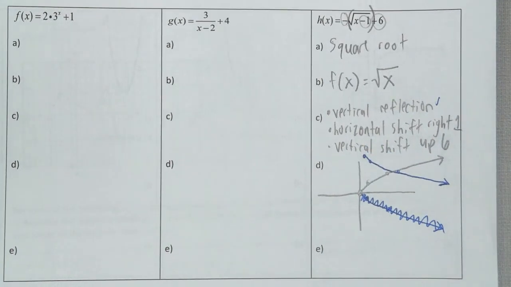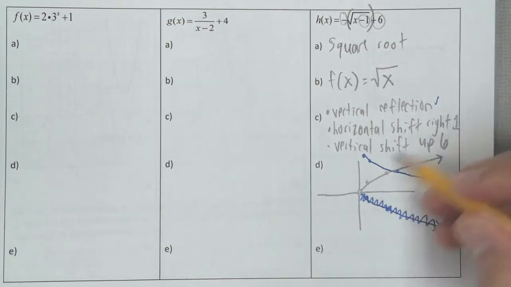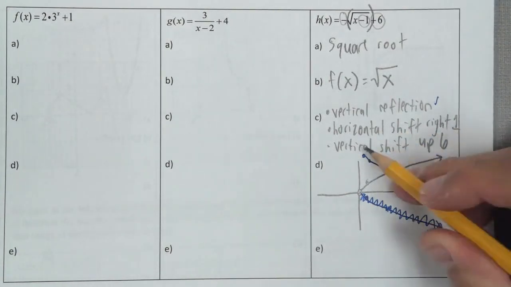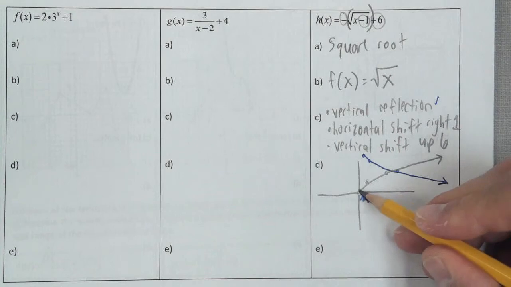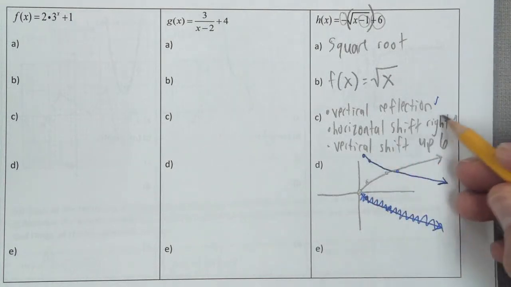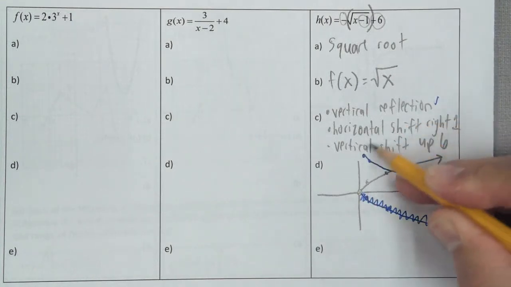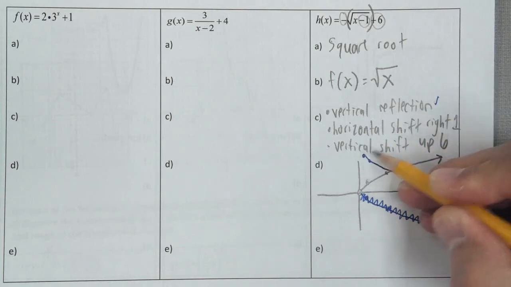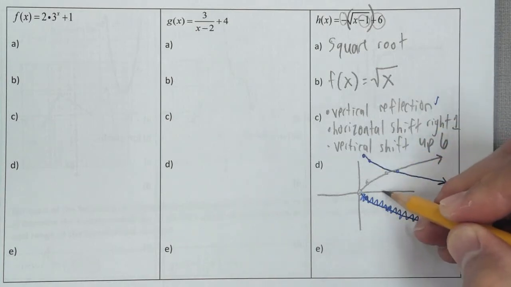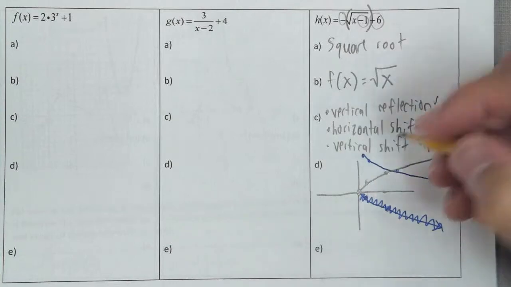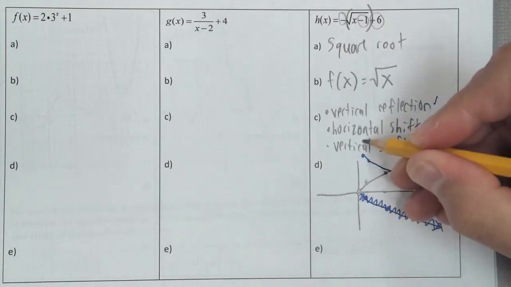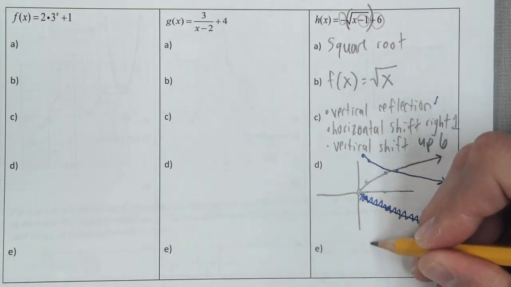Now let's talk about the order of this. What if I did the horizontal shift right 1 and the vertical shift up 6 first? So I would start here, and it would be up here, right? The function would be looking like that. But we've got to think about that vertical reflection. You're not then going to do the reflecting across the x-axis here. You would be way over here if that was the case.